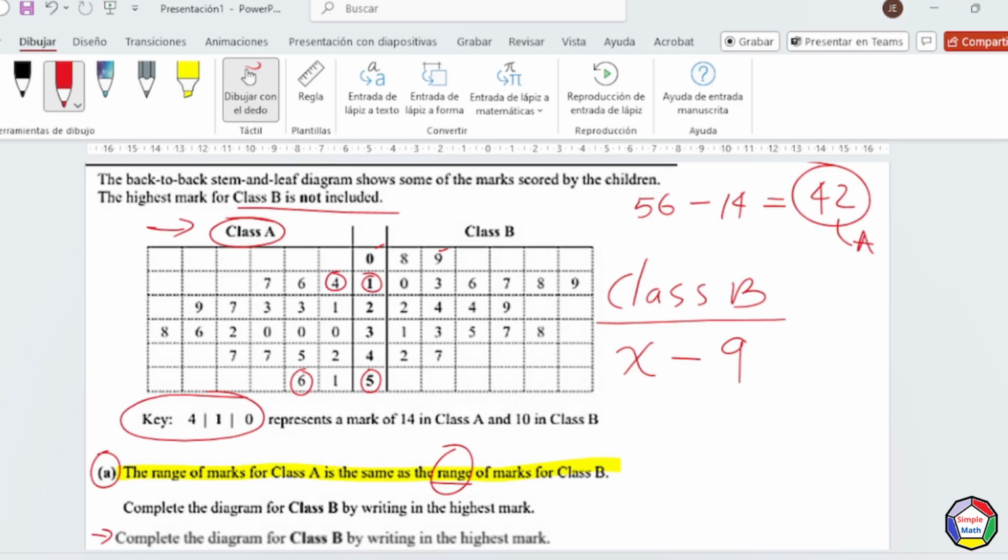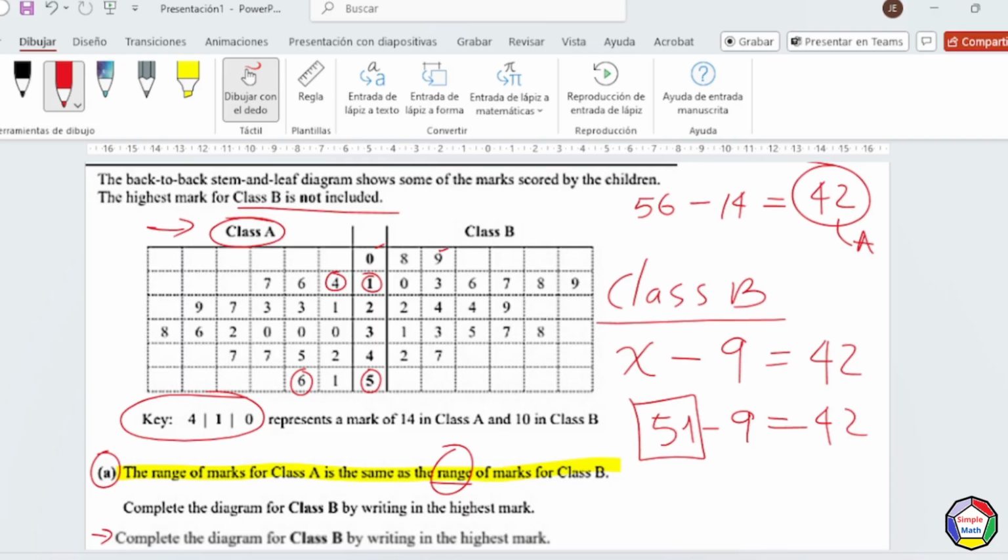So the biggest minus the smallest is equal to 42. Why 42? Because it's the same range of class B. So what is the number that when we subtract by 9, the answer is 42? To get that number is 51. So 51 minus 9 is equal to 42. That means the biggest number is 51, which is the number that when I subtract with 9, the answer is 42. So 51 is the biggest number.